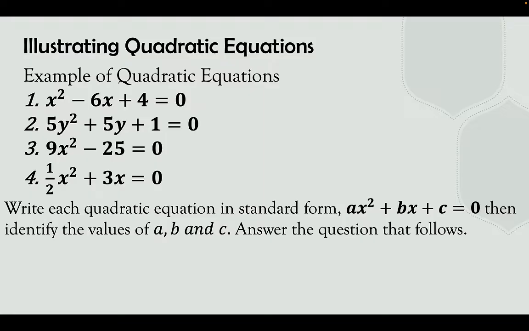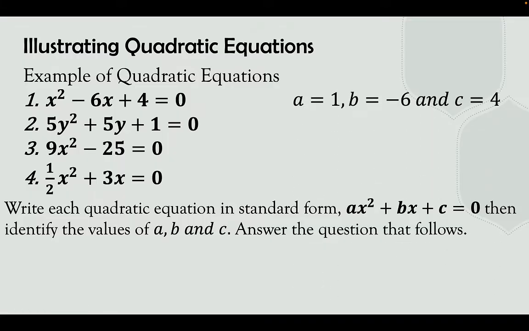Before we proceed to the questions in the next slide, we need to identify first the values of a, b, and c. In the first equation, we have x squared there, that means our value of a is 1. Then we have bx, the linear term, so our b here is negative 6. And the constant term is c equals 4.